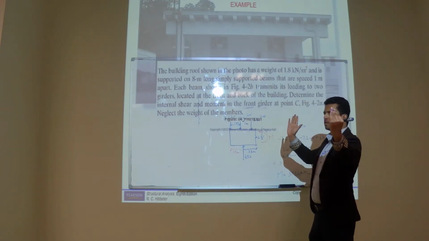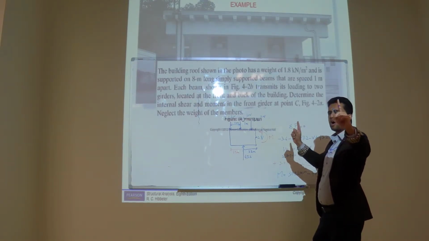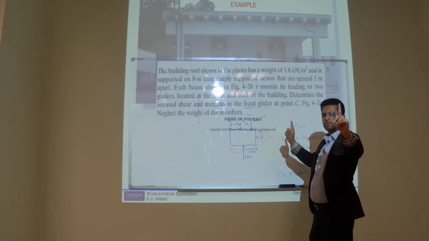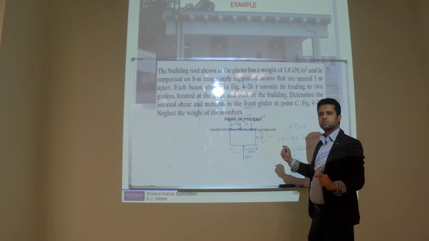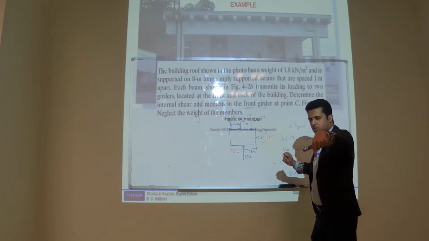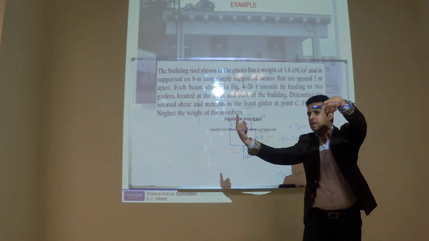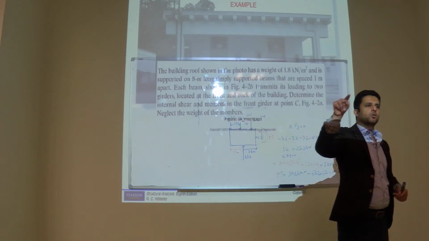And how much is this length? 8 meters. So you tell me how much will be the reaction. 1.8 multiplied by 8 divided by 2, and that is 7.2. So this 7.2 load is going down on this side and down on the other side. So on this beam now you have 7.2 at each joist location.